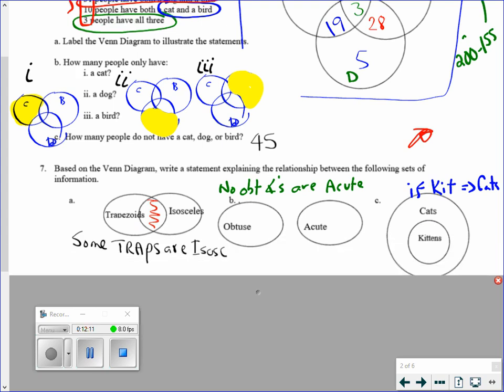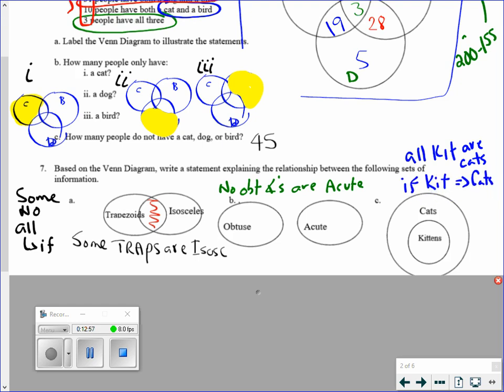So when we're describing these types of Venn diagrams, the sentences always start off with some, no, or all. Okay. Now the all is an if-then statement. That's why I have if-then. So I could say all kittens are cats. So that's two different ways that I can express that Venn diagram, right? I can do it as a conditional statement: if it's a kitten, then it's a cat. Or I can say all kittens are cats. Those are interchangeable.